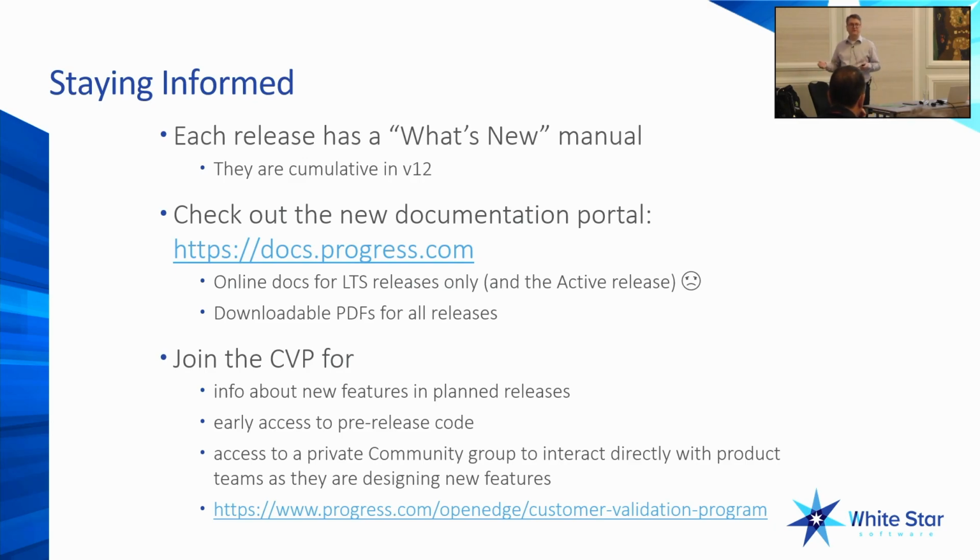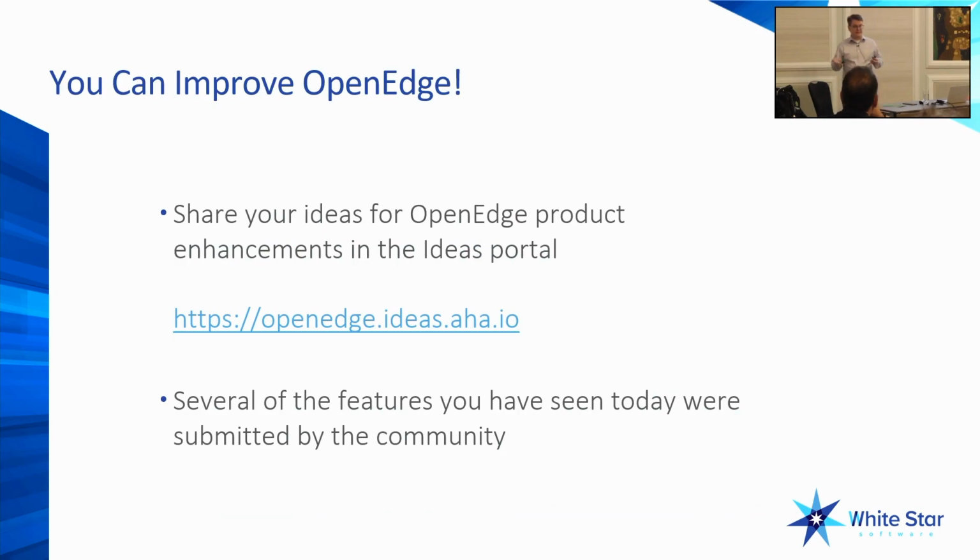And if you want to influence the future of the platform, then consider joining the CVP. It gives you a lot of benefits that Rob Straight talked about yesterday, access to a private group, access to sprint demos and pre-release code, and the ability to talk to engineers who are designing new features. And the way new features get introduced is by somebody coming up with the idea for a new feature. So look into the ideas portal. You can use your Progress ID with this, and you can submit your idea for the next great OpenEdge feature. And some of the features that I've talked about today actually came into the product in that way.